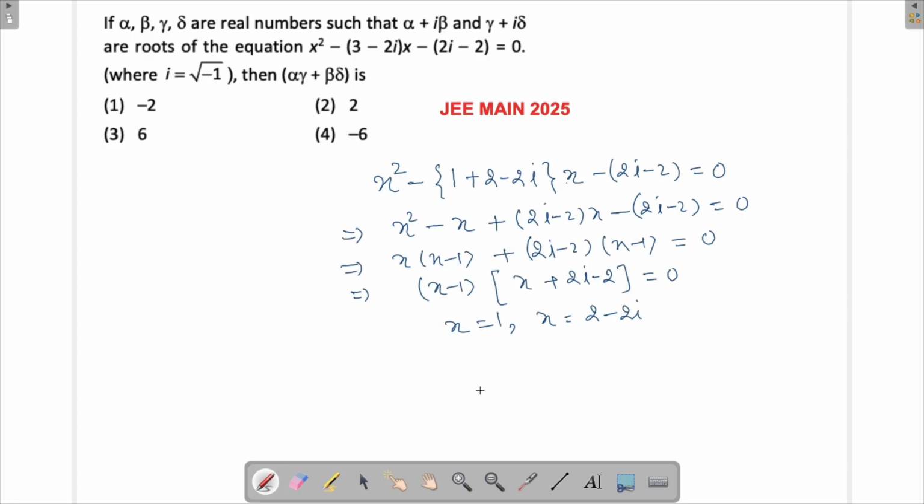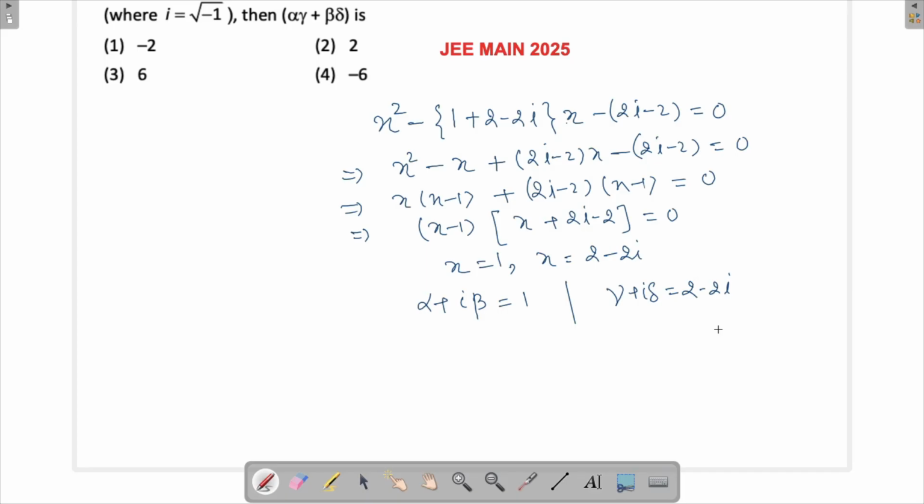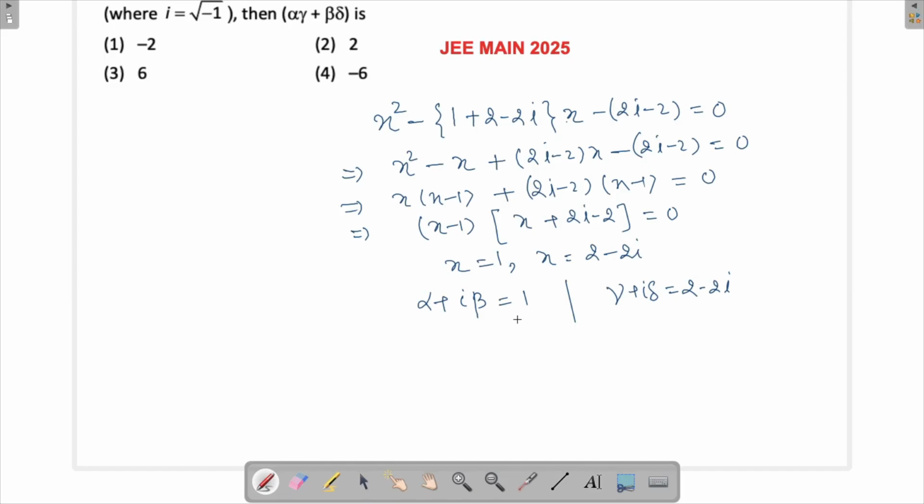Now I'll compare this with alpha plus i beta. So this is alpha plus i beta equals 1, and then gamma plus i delta is actually equal to 2 minus 2i. Then I can write this as 1 plus 0 times i, right? Then I get from here alpha equals 1 and beta equals 0. And from here, what do I get? I get gamma equals 2 and delta equals minus 2.